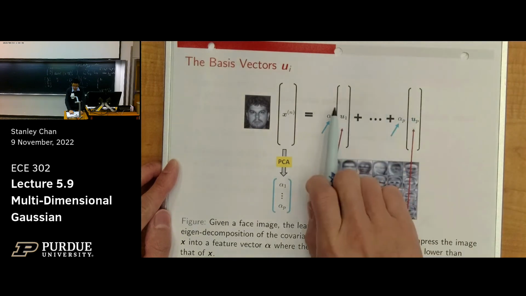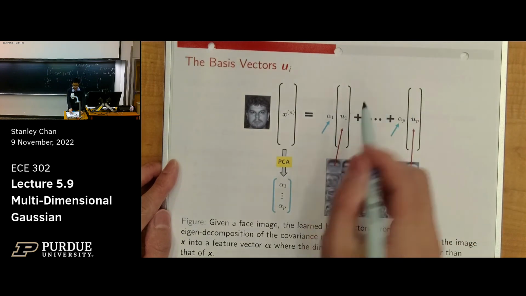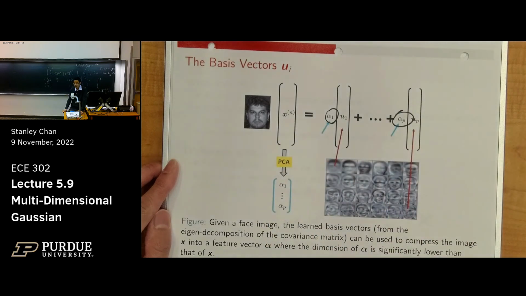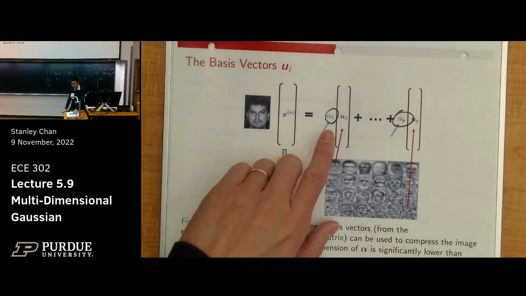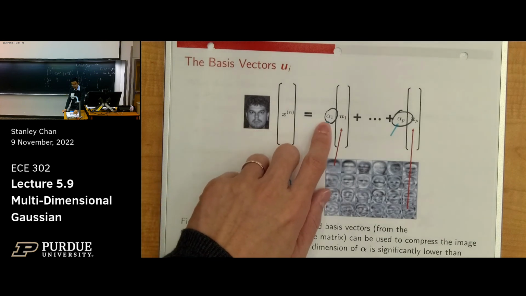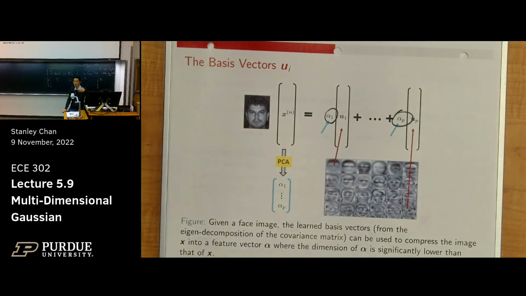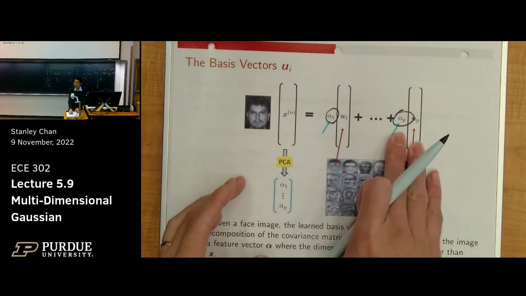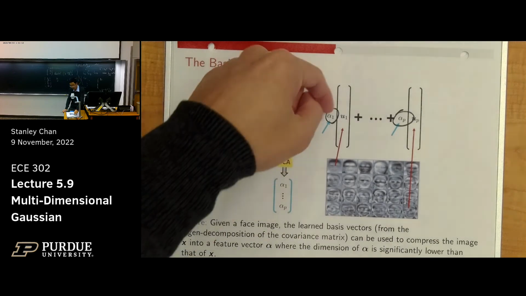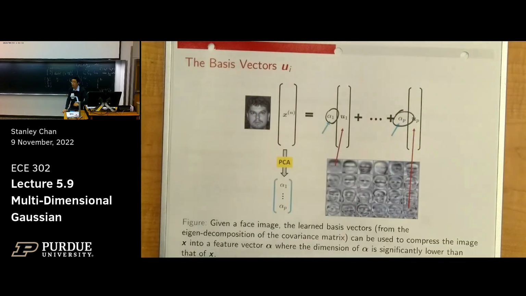You get all these U1 to UP, and then for a different image, you just use a different combination of these coefficients, alphas. So alphas would be different for different images. Now you look at this gentleman here. He has alpha 1 to alpha p, which will be some numbers like 1, 2, 1.2 or 2.5. If I change this picture to another person, these alphas will change. However, the U's will not change.